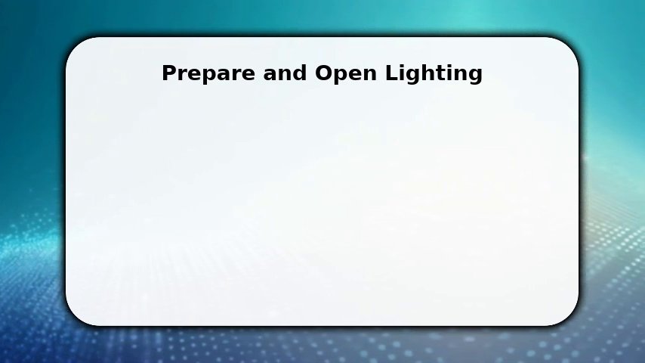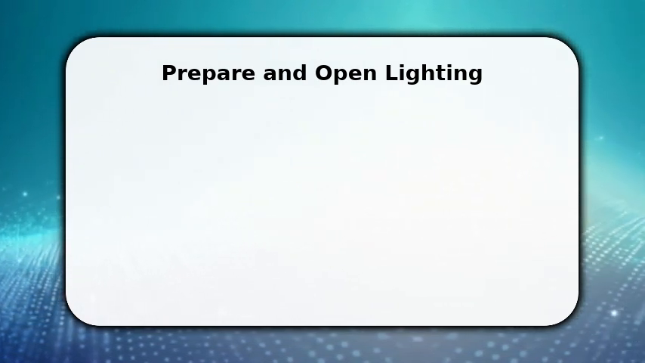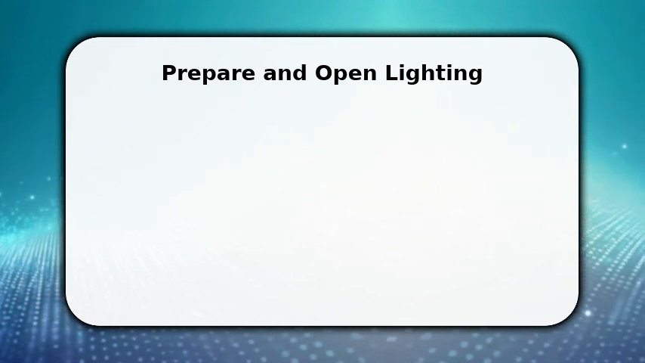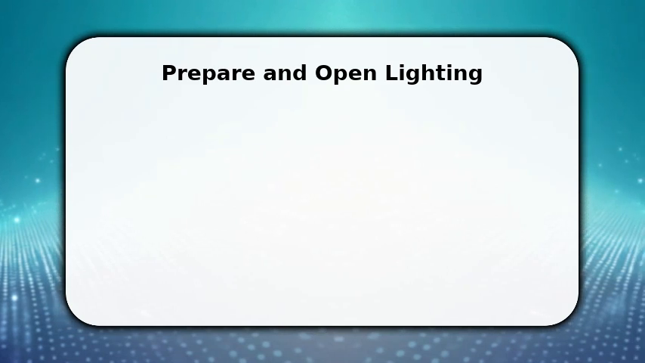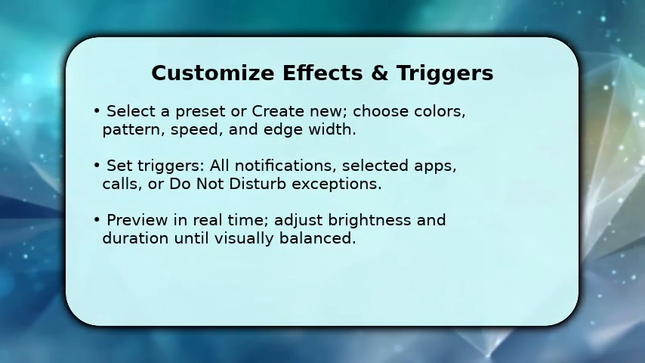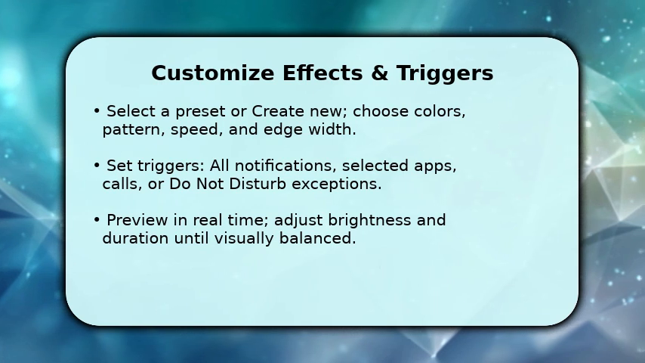This first action lets you pick a base style so you can control color, animation, and when lighting appears, notifications, calls, or both. Once you've opened the editor, choose a preset or create a new effect so you can change color, pattern, speed, and edge width. This controls how bold the lighting looks.